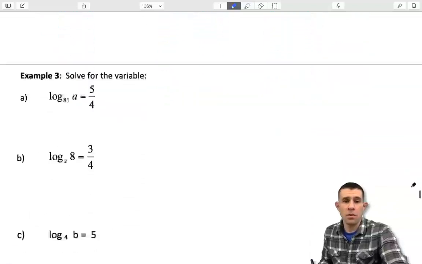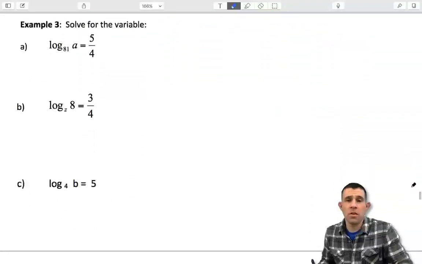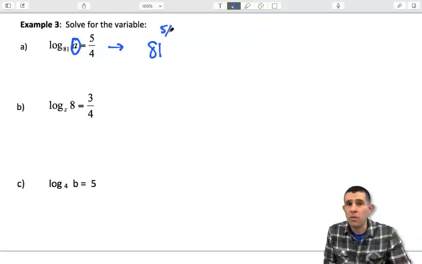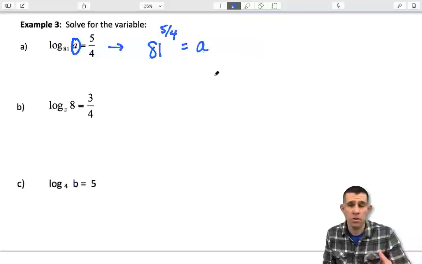All right, scrolling down now, we can use logarithms to solve equations. So you notice here we want to solve for our variable. Looks like we're looking for the power here. So it says log base 81 of a, our power, is equal to 5/4. Now if I take that and rewrite that in exponential form, that means 81 is my base, 5/4 is my exponent, and a, the value I'm looking for, is my power.